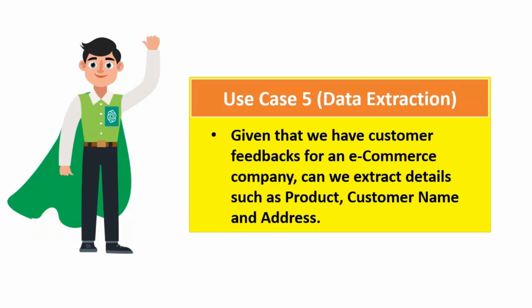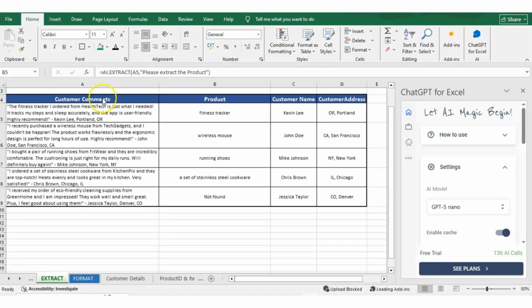Now, moving to our fifth use case, which is data extraction. Here, we will use the customer feedbacks that have been given to us, and from the complete customer feedback, we need to extract the customer name, address, and product using the AI.extract function. Now, moving to our Excel sheet. In this worksheet, column A contains the customer feedbacks, and columns B, C, D represent the information that we need to extract from the given comments.